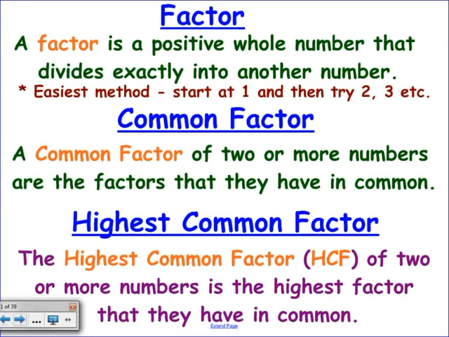Common factors is when you're comparing the factors of two numbers. Write the factors out for both the numbers and see which ones they have in common. This highest common factor, this HCF, is the key. That's the one you're most likely to get a question on, where you write out all the factors for the two numbers and you find the biggest number that they have in common. And that's all it is. So write out those factor lists.